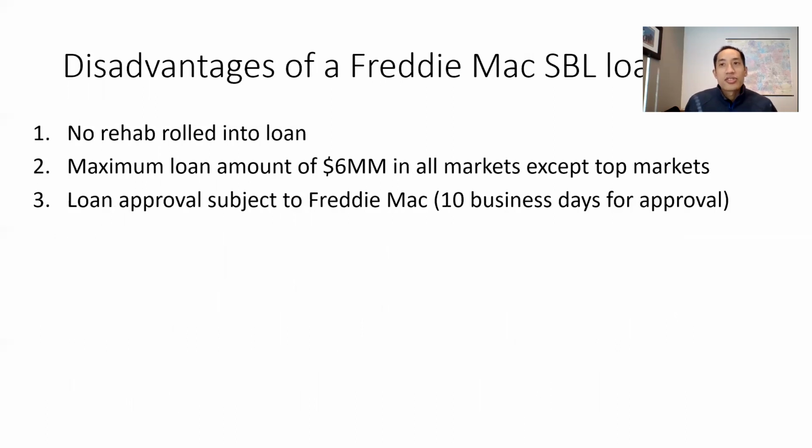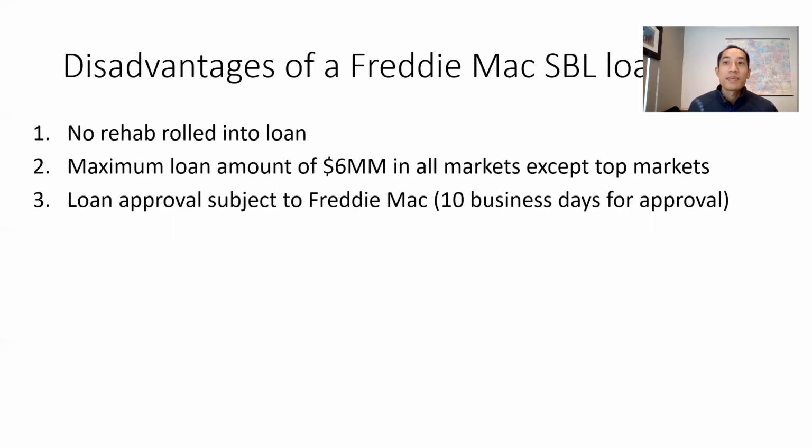Some of the disadvantages though, no rehab is rolled into the loan. So any rehab that you're going to need, let's say on the acquisition, that is going to have to come out of your own equity raise. Number 2, maximum loan amount is $6 million. And essentially all markets except the top 6, 7 top markets that Freddie Mac designates. And then your loan approval is subject to Freddie Mac approval.